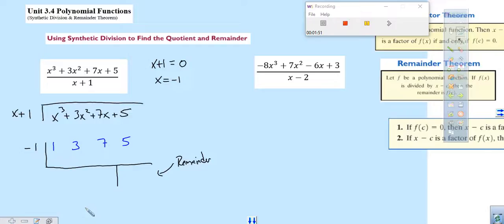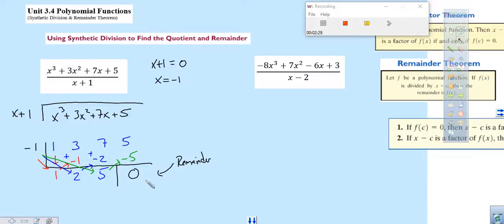From there, we start off and we bring down the 1. Then we take the -1, the number out in front, and multiply it times the 1, and we put it right there, we get -1. Unlike regular division, instead of subtracting, we add, and we get +2. We multiply again, so -1 times +2 gives me -2. We add, we get +5. We multiply -1 times +5, put it right there, we get -5. And we add one last time. We get a remainder of 0.